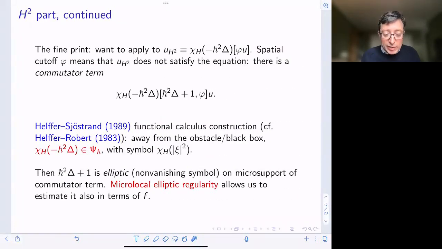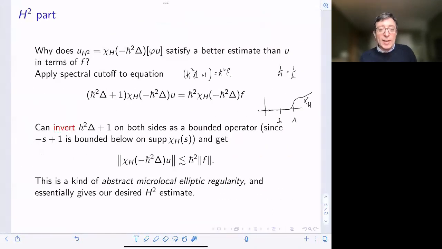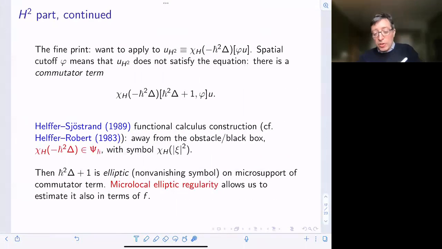But there's some fine print. So I was applying this stuff to U, and U isn't in L2. U is some global oscillatory thing. I should localize U, but then I don't satisfy the Helmholtz equation anymore. There's a commutator term. So I'm not going to delve too much into technicalities, but this one is an important one. I get a commutator term here that it turns out I have to estimate.